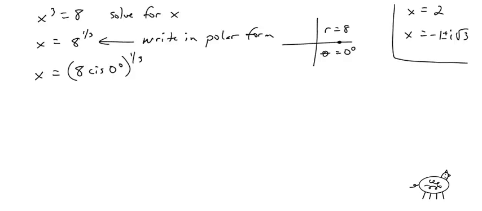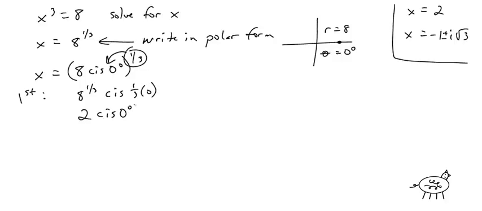Then we're going to apply de Moivre's theorem. Remember, de Moivre's theorem says you take 8 to the 1/3 power, you raise that to the power, and then it's cis 1/3 times 0. You multiply that power times the angle. So this is our first answer, and because we're going to have three answers here, 8 to the 1/3, of course, is 2 cis 0 degrees.